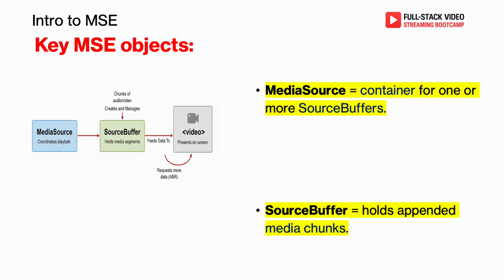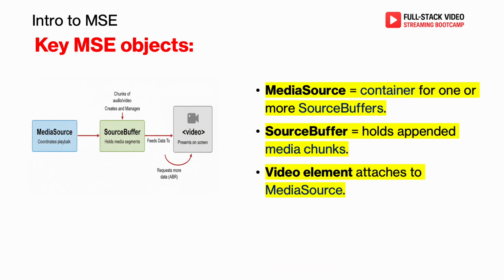Think of 3 parts. Media source is the manager. Source buffers are the storage bins where we drop chunks. And the video tag is the TV that plays what's in those bins. So JavaScript acts like the delivery person, constantly topping up the bins.